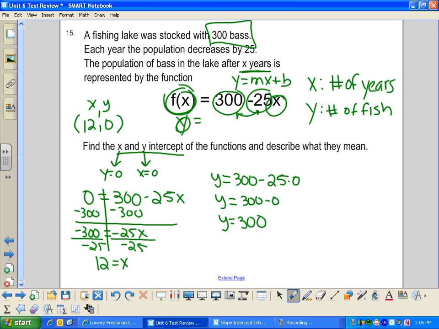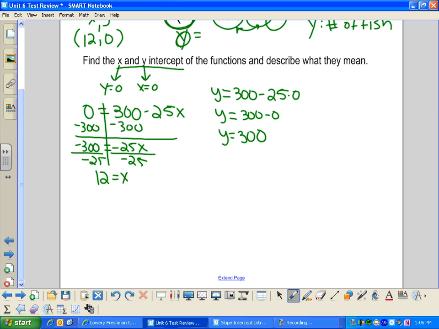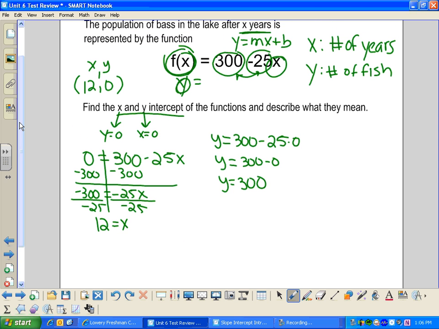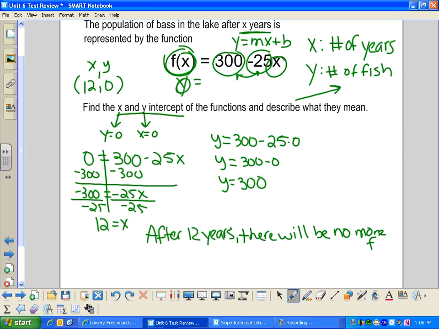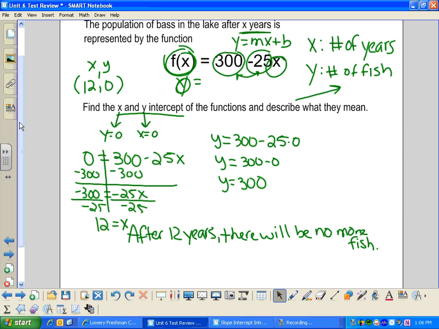So my x-intercept is where my y is 0. That means 12 is the number of years it's going to take until there are no more fish. After 12 years, there will be no more fish. See, both variables there, I've got years and I have fish.